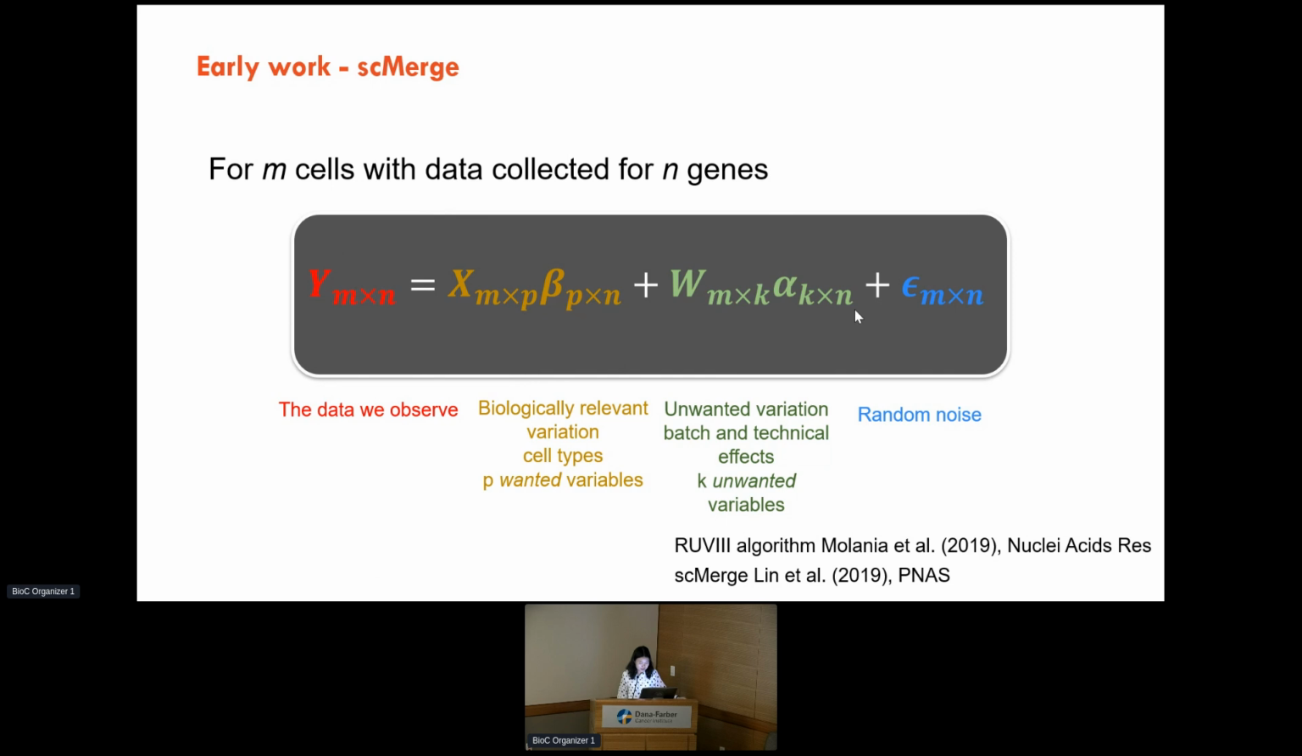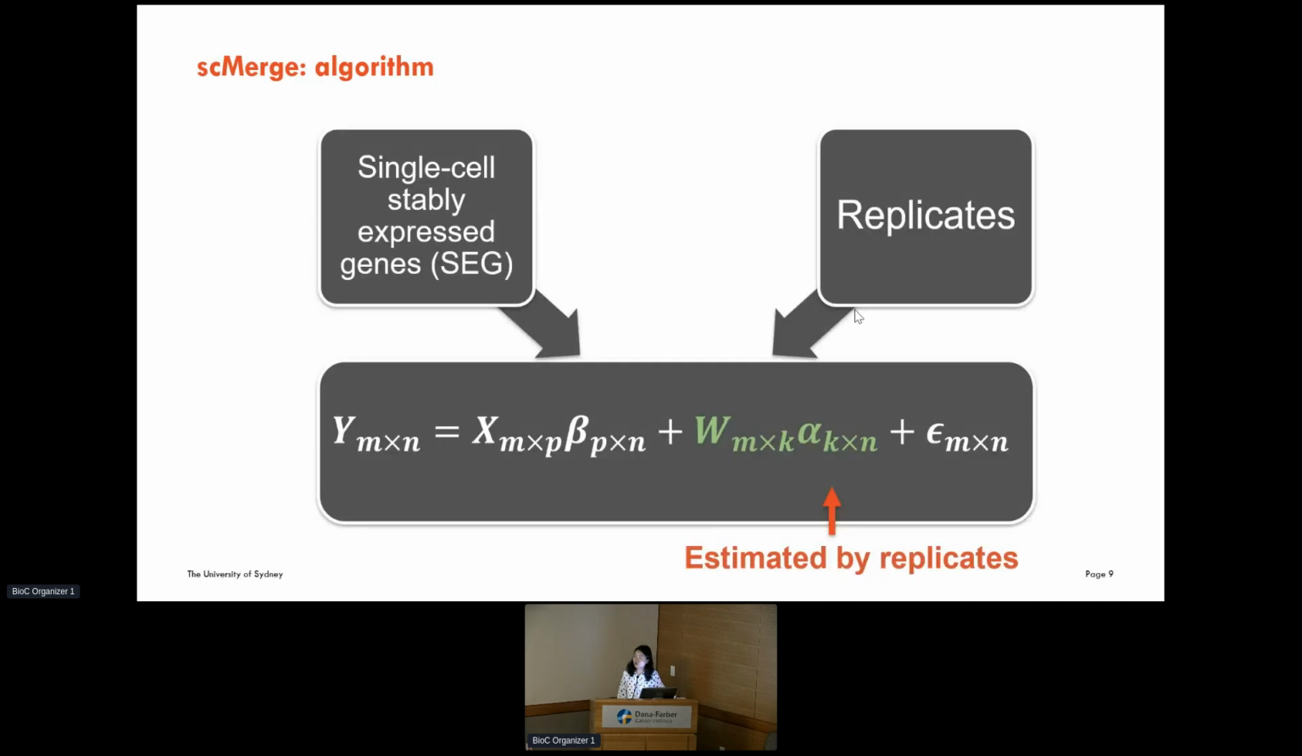As it was originally developed for bulk data, it requires two kinds of information. One is negative control genes, and the other is replicates. Replicates are quite common in bulk data experiments. For each sample, we can generate replicates, and that helps us adjust for batch effects or other unwanted variation.